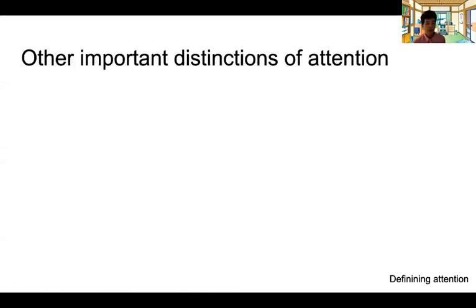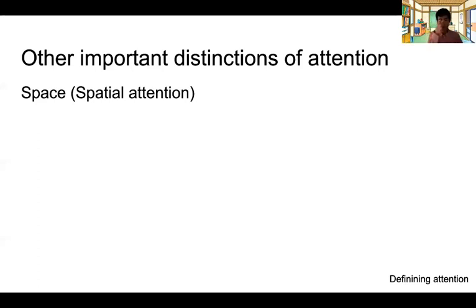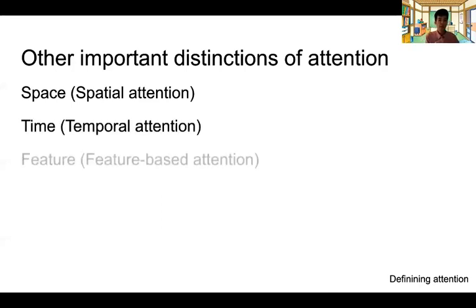And in addition to these top-down and bottom-up attention concepts, there are many different dimensions or distinctions of attention components. One is about space. If you are looking at the center of the display, you can covertly attend to here or there. Spatial attention can be directed top-down or captured by a bottom-up signal in space. The same goes for time and feature.